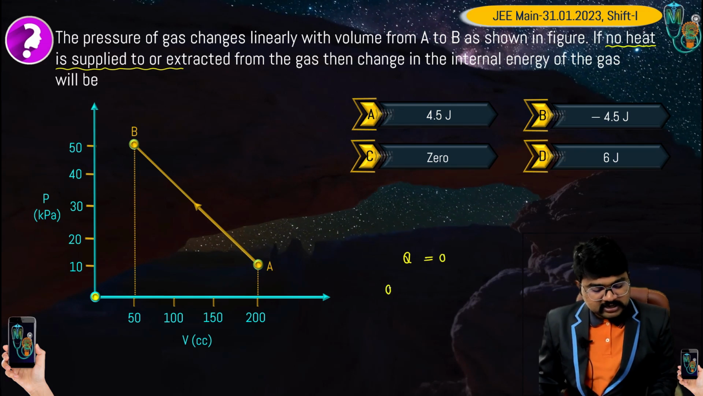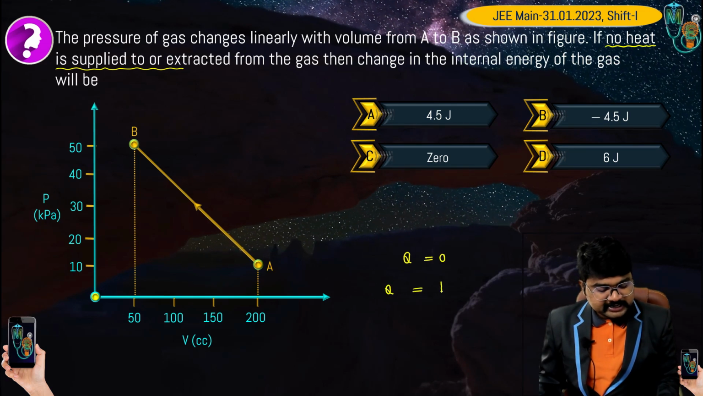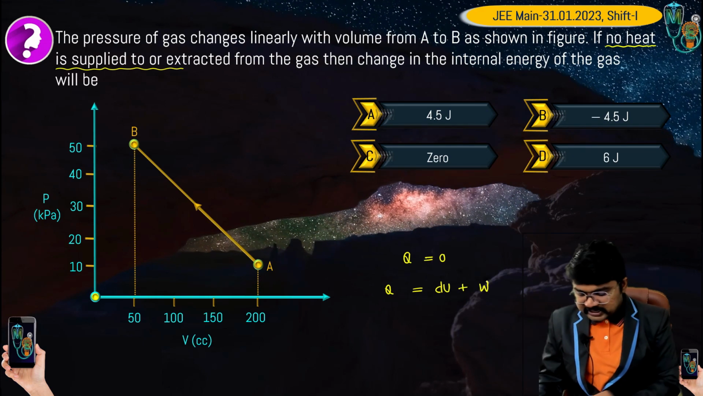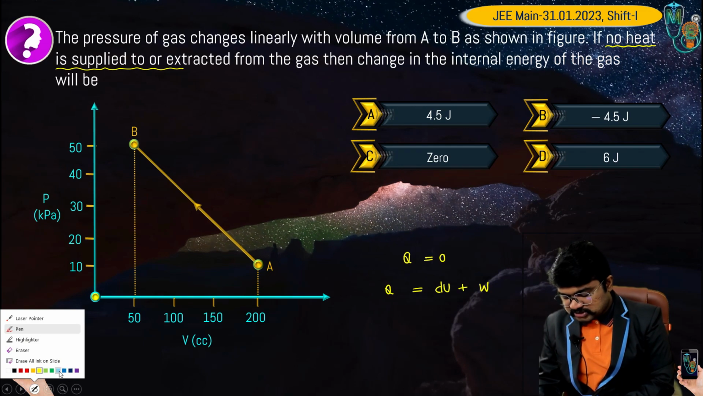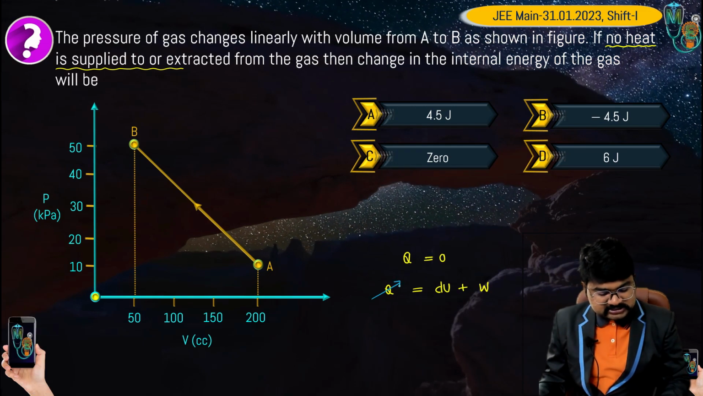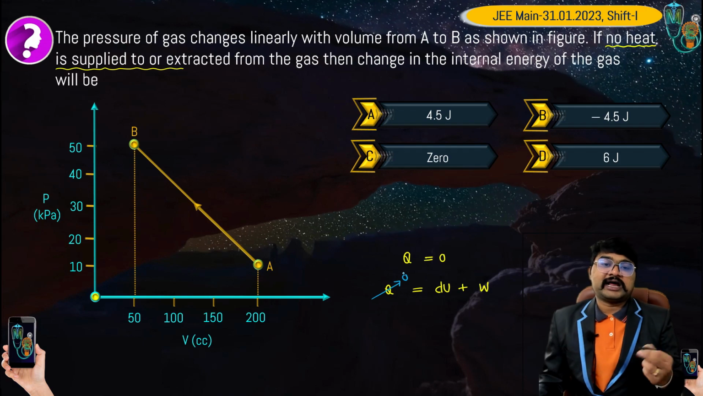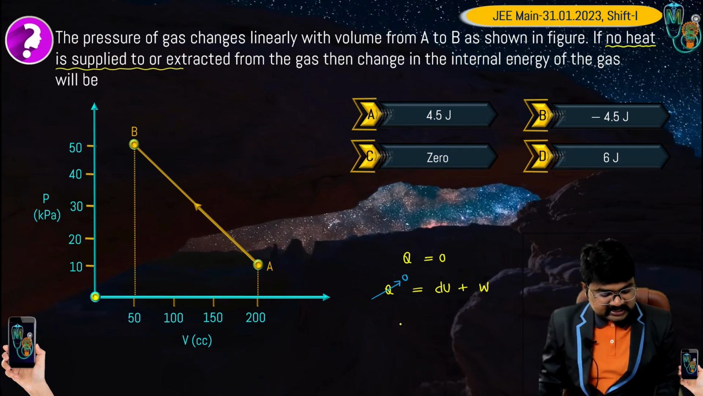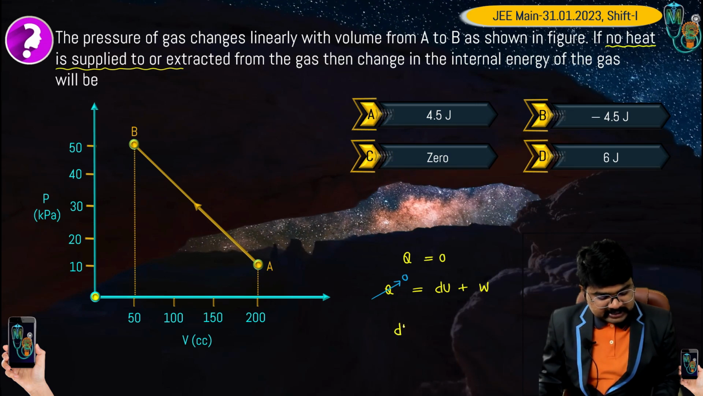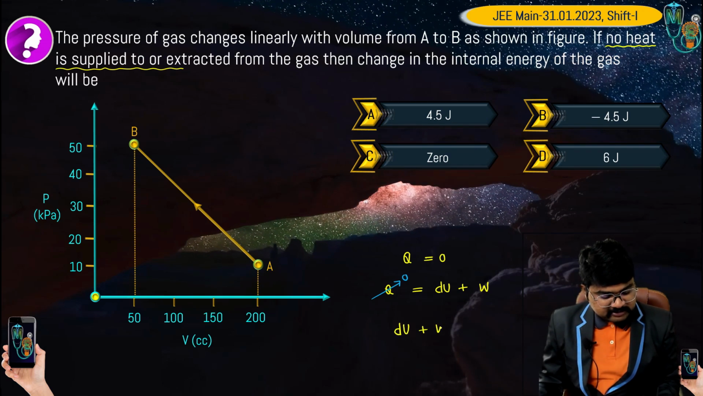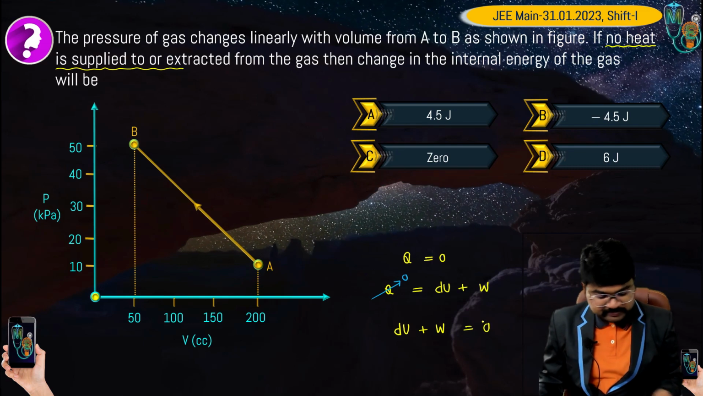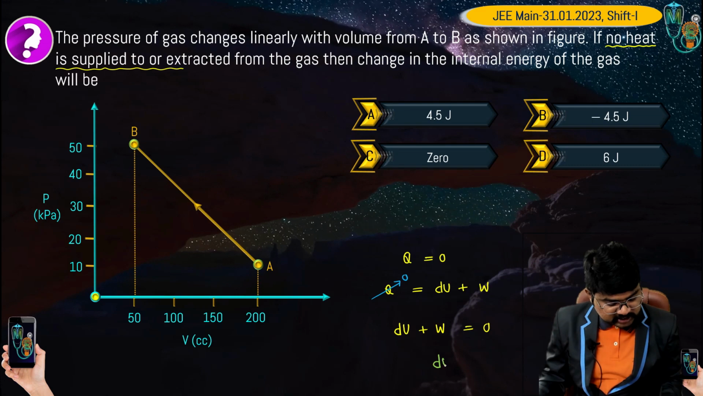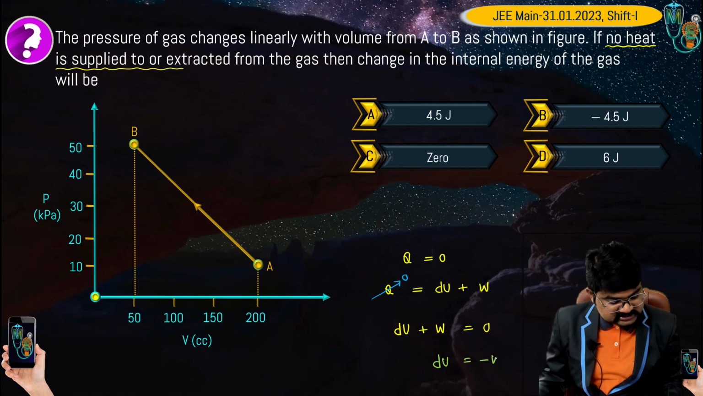Here what is given? Heat transfer equal to 0. So we know that Q equal to Du plus W. Heat transfer equals 0. They are asking the change in internal energy. Du plus W equal to 0. Then what is the change in internal energy? Du equal to minus W.